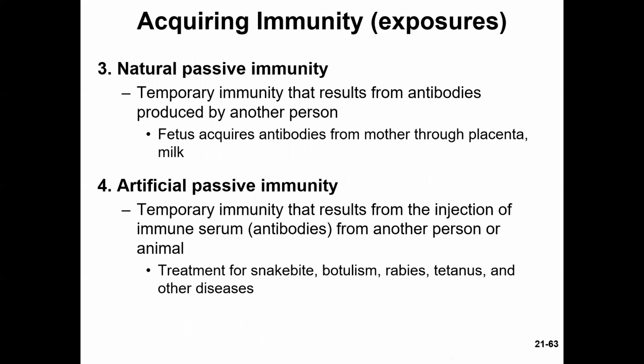Natural passive immunity is temporary immunity that results from antibodies produced by another person. A fetus acquires antibodies from their mother through the placenta and the milk. Artificial passive immunity is temporary immunity that results from the injection of immune serum or antibodies from another person or animal. This is treatment for snakebite, botulism, rabies, tetanus, and other diseases.